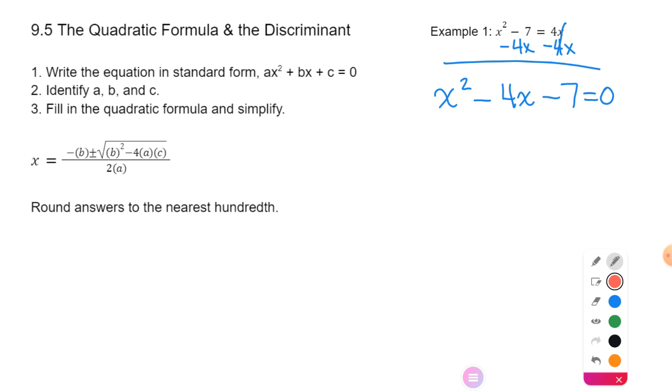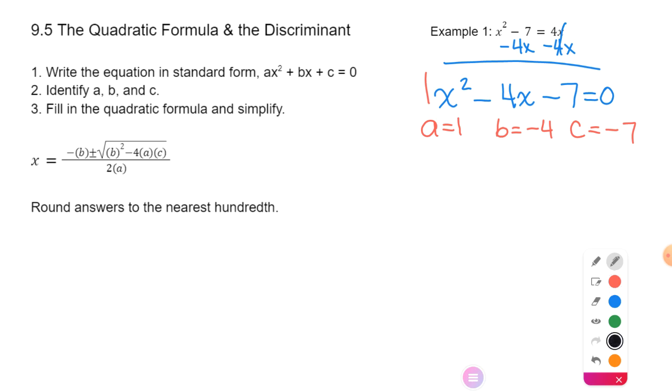Now we make a big deal about identifying a, b, and c. Okay, a is 1, b is negative 4. It's what's attached to the x term. And then my c is my constant, in this case negative 7. Now if I were to try to factor this, I'm not going to find a pair of numbers that multiplies to negative 7 and adds to negative 4. It doesn't exist. Completing the square would work for this one, but we'll do quadratic formula.